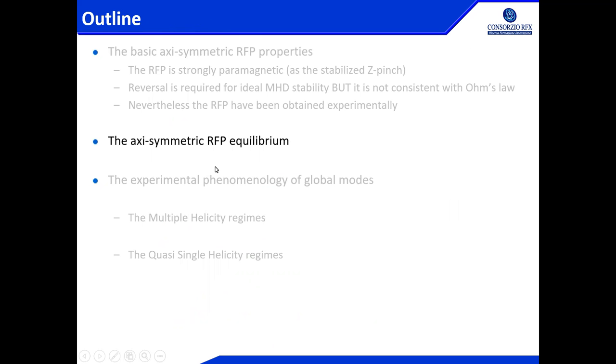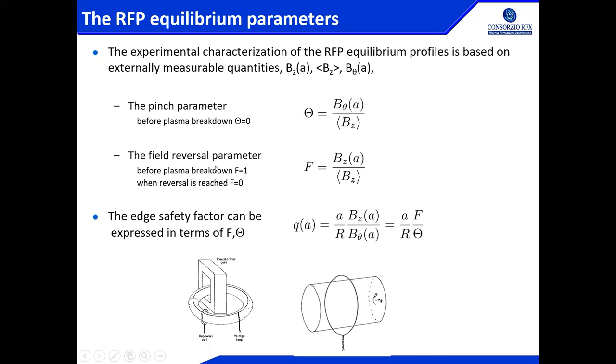Now that I've spent some time recovering what it was, let me just tell you how we describe an equilibrium. For an equilibrium we use some kind of parameters. The RFP equilibrium is basically represented in terms of measurements that you can do outside, so electromagnetic measurements.